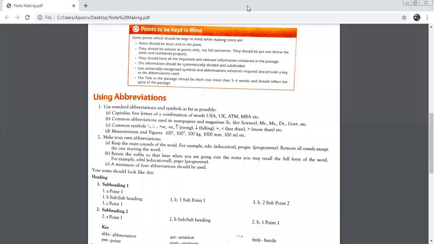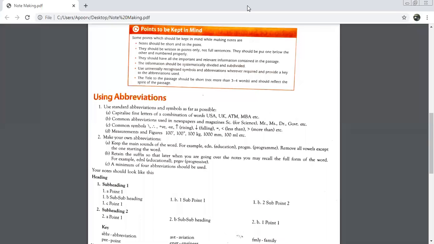Yes, beta, what is the third rule? Ma'am, a minimum of 4 abbreviations should be used. Minimum of 4 letters or 4 abbreviations? There's confusion over here. For every abbreviation. Yes, that means when you're doing note making, you should have a minimum of how many abbreviations? 4. Of course, you can have 6 or 7, but at least you should have how many? 4.